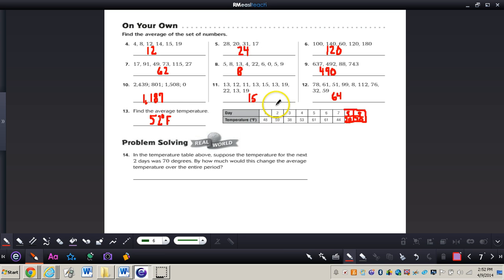So what I want you to do is add day 8 as 70 degrees, day 9 as 70 degrees. You need to add that to your total, and then you'll need to divide by 9. I want you to do that now, and when you have your answer, write it in and then press play, and I will have the answer for you. So pause the video now. Okay, for number 14, that would change the average temperature over the entire period to 56 degrees Fahrenheit. Or you could say it changes it by 4 degrees.